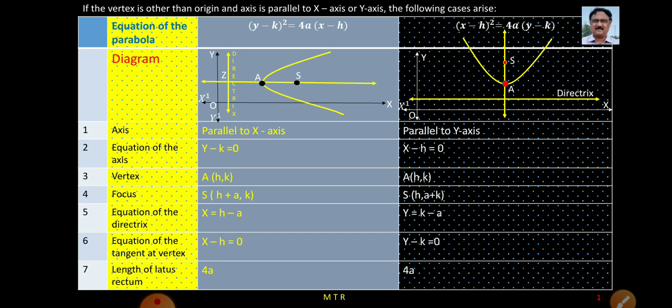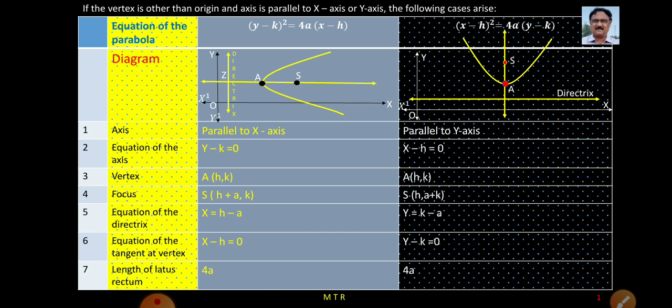Axis parallel to x-axis. In this case, the formulas are like this. The axis is parallel to the x-axis, so the equation of the axis is y minus k is equal to 0. Vertex A is equal to (h, k). Focus S is equal to (h plus a, k). Equation of the directrix is x is equal to h minus a. Equation of the tangent at the vertex is x minus h is equal to 0. Length of the latus rectum is equal to 4a.